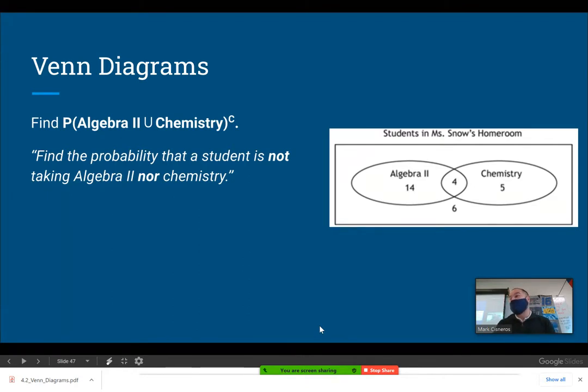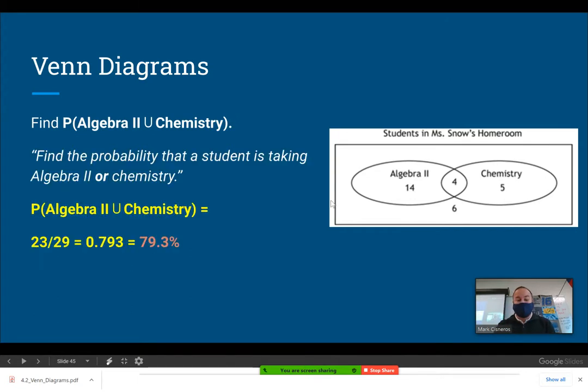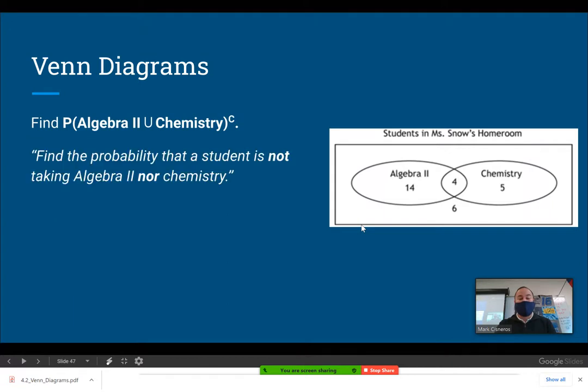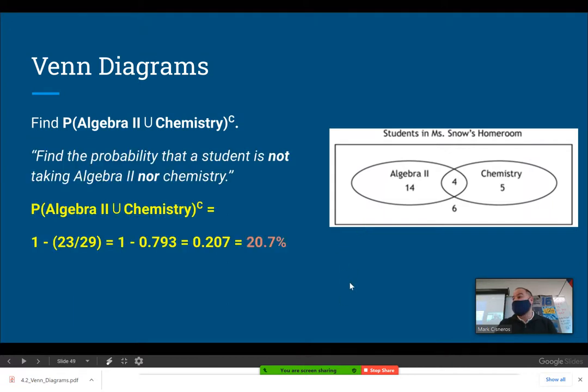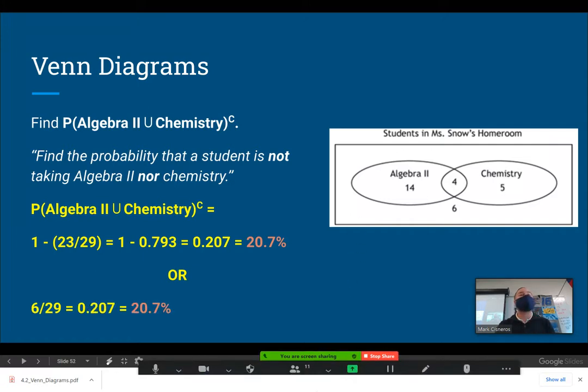Okay. So we can approach this one of 2 ways. We can take the answer from the last problem, because this is how many people are doing algebra 2 or chemistry. So I can take this number and I can subtract it from what? The whole, 100%, or 1 if you're using the decimal. So I can set it up like this. Or what's the easier way to do this? How many students are taking neither one of them? 6. And 6 out of 29 is the same answer.